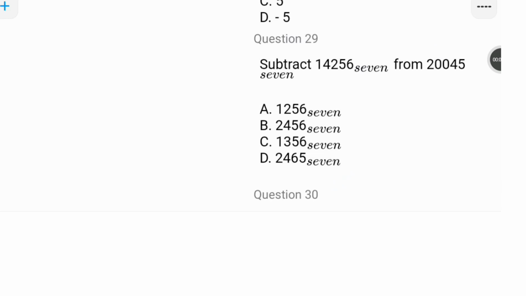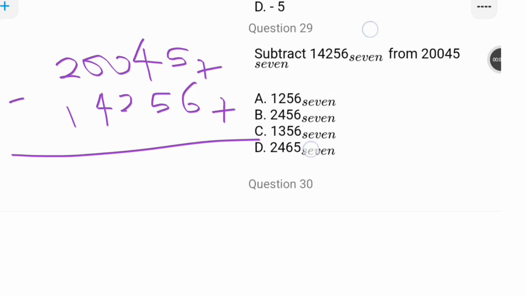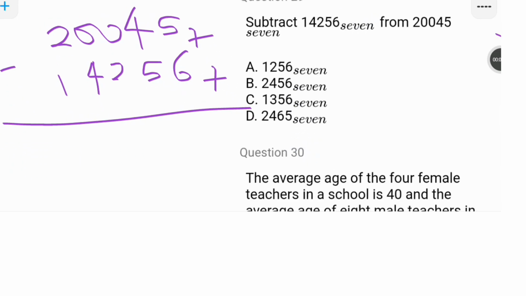So write it out like this. 20045, okay, that's the first one. Then 65241. So everything is in base 7. When you're subtracting in number base, anything you borrow will be the base. Okay, anything you borrow, it will be the base when you take it to the other number.